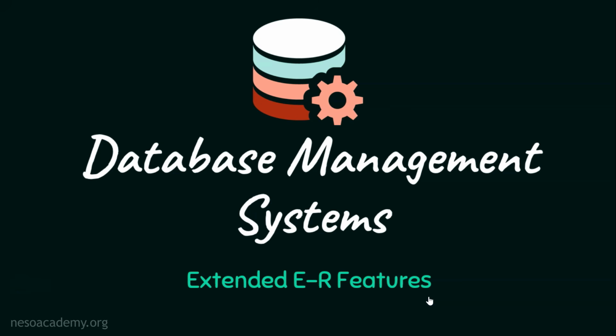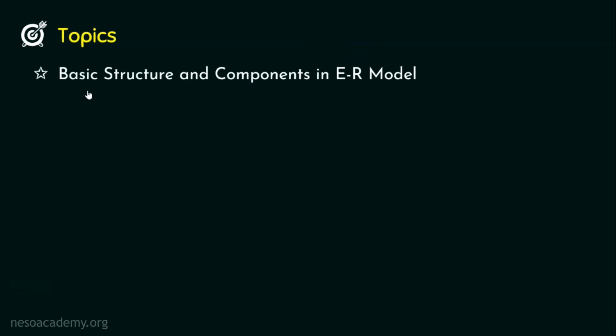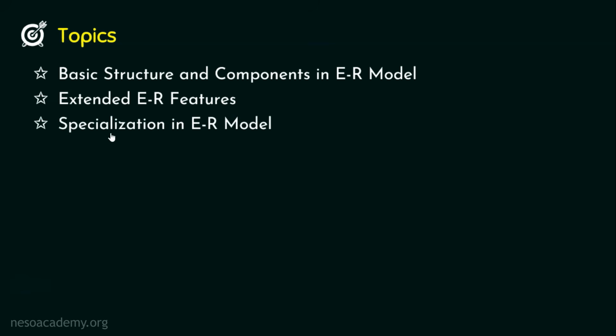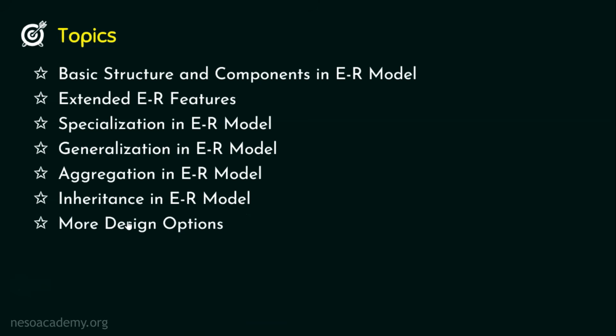At first, let's see what all the topics are that we are going to cover in this presentation. We will start with recapping the basic structure and components in the ER model. Then we will understand what the extended ER features are. After understanding the need for extended ER features, we will focus on the specialization feature in the ER model, the generalization feature in the ER model, aggregation in the ER model, inheritance in the ER model, and finally, we will see more design options. Let's start with the recap of the basic structure and components in the ER model.